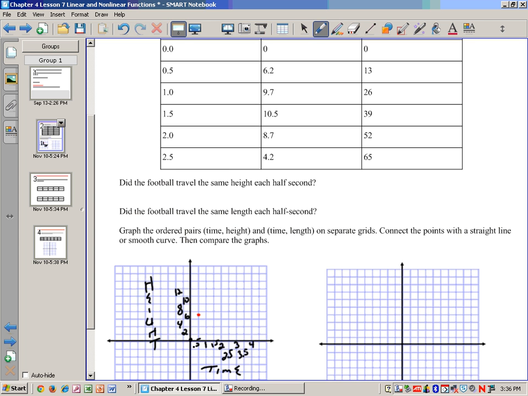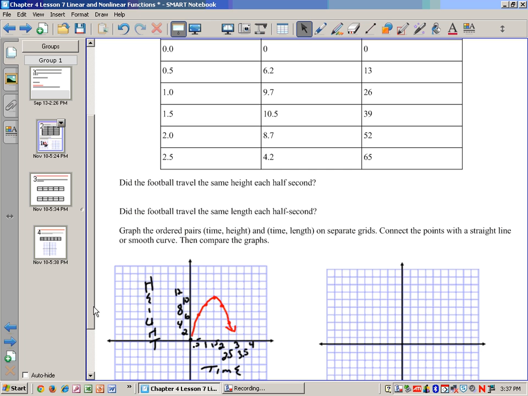At 1 second, it was at 9.7, just below 10. At 1.5, it was at 10.5. Let's go right about there. At 2 seconds, it was 8.7, so a little bit coming down. And at 2.5, we're at 4.2, right about there. So we're just going to connect our dots. The ball's going up and coming back down. Okay, that shows our time and height graph.